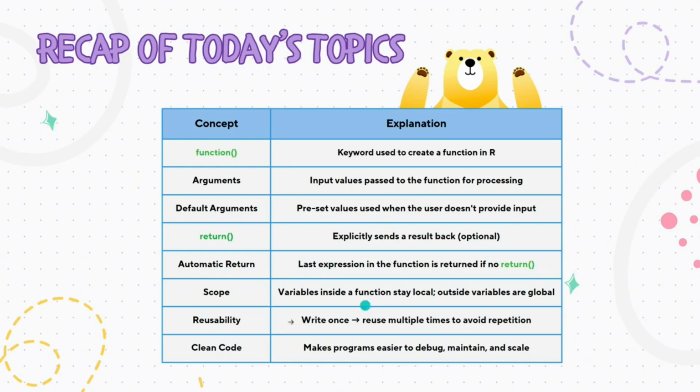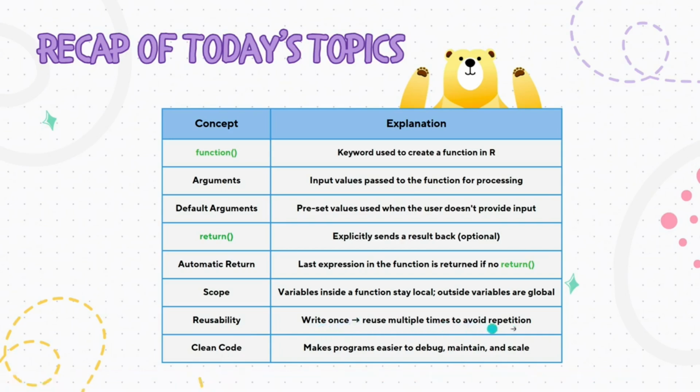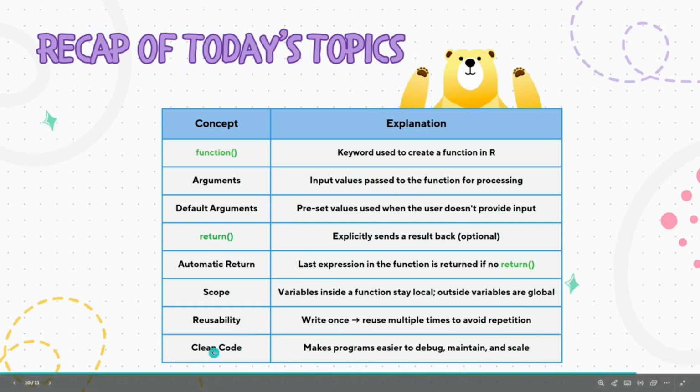Next up, we also learned about the scope of a variable, that is where the variable can be accessed or modified. Variables inside of a function stay local. They can't be accessed outside of a function, which is the global environment. We also learned about reusability: if we write a function once, we can reuse it multiple times to avoid repetition. And finally, we learned that functions help us write cleaner code, which makes programs easier to debug, maintain, and scale. And that was it for this video.